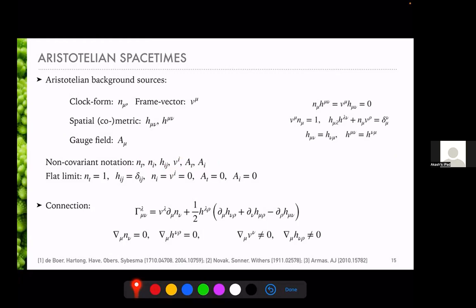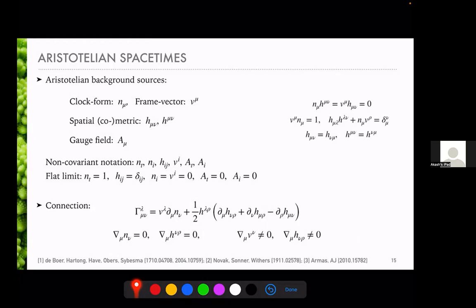Vi, as I said, is like a frame velocity. AT and AI are the usual gauge potential and vector potential. You can go to the flat space limit. Flat space limit is essentially going to be NT equals 1, which is essentially saying GTT equals 1, Hij is delta Ij, and everything else is 0.